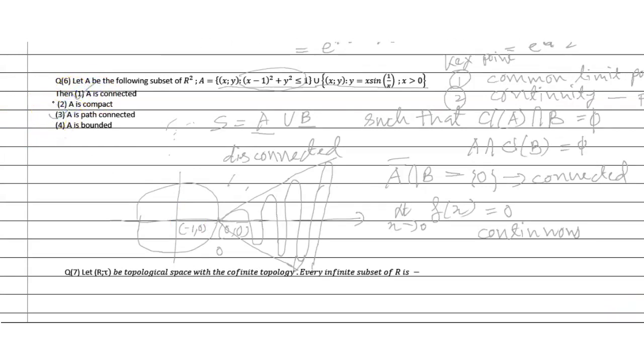A is compact: this is not possible because it is not bounded. And A is bounded: this is also not possible because you see that sine 1 by x is unbounded. This portion is unbounded, so it is not possible. Compact means closed and bounded. This set is called a compact set.